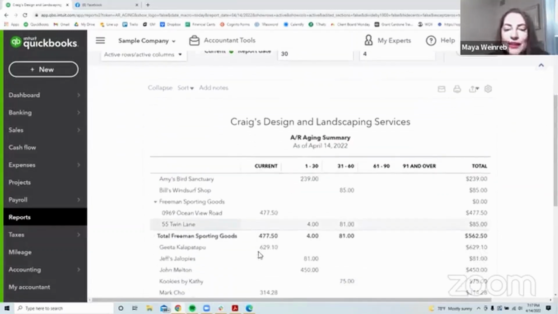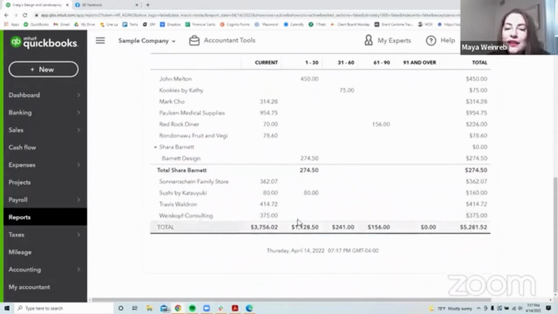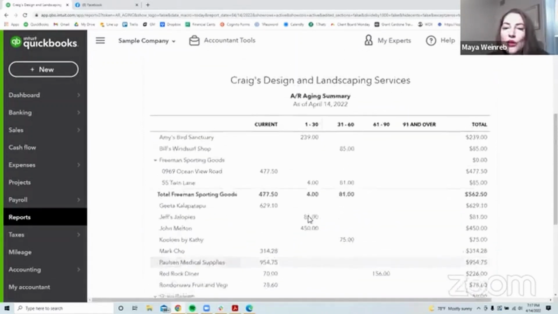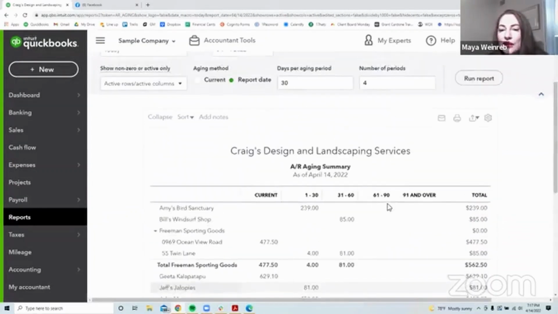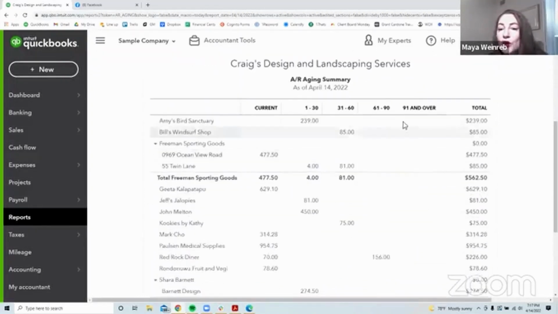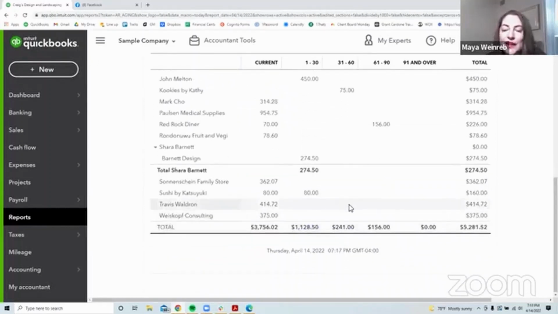So this is going to be a list of every single client and how much money they owe you and how old it is. So you can see here, Craig doesn't really have a lot of old invoices, which is great. He's got one that's 61 to 90 days, and the rest are pretty current. 1 to 30 days, 30 to 60 days, you want to get those collected. But this is how you have the data.